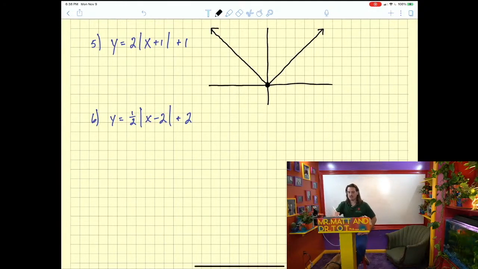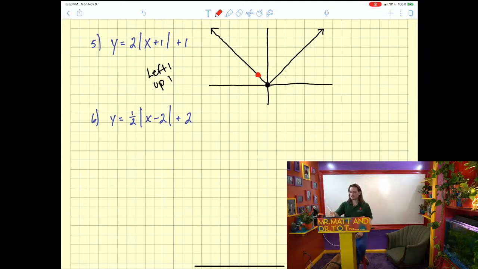We have an h value of positive 1. That's going to be a shift left of 1. We have a k value of positive 1. That's going to be a shift up of 1. So we're going to go left 1, up 1. So this is our new vertex. But we have this stretch factor, not shrink factor, a stretch factor of 2. So this thing's going to be pulled out by a factor of 2.